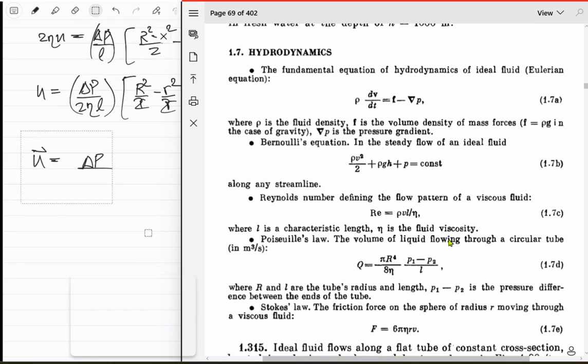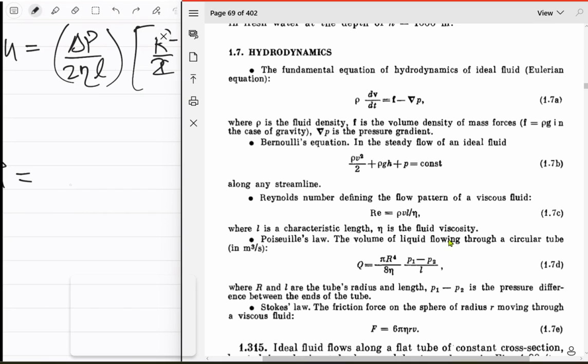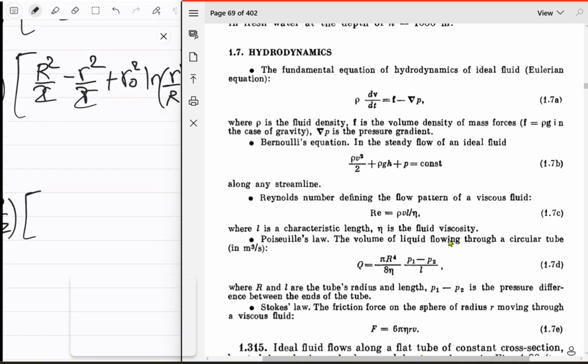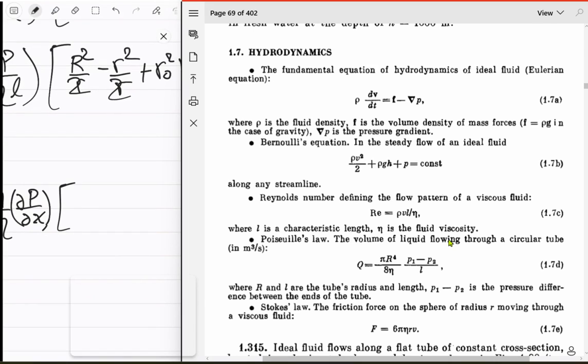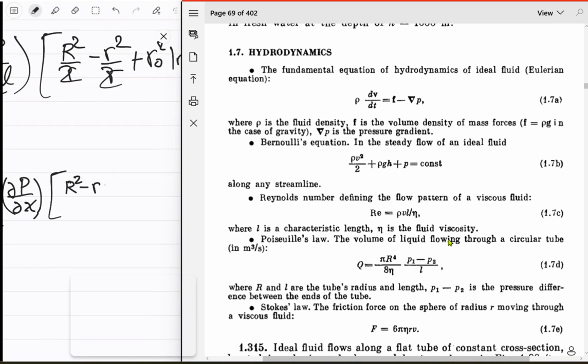So stop writing this. We don't do that. So just write u vector is equal to negative 1 upon 2 eta partial p upon partial z, okay, times of this stuff. So I have to say partial x, so we'll just say the x coordinate is along the axis, right? We'll have this stuff. So r squared, just very weird. Maybe this is not the best way.